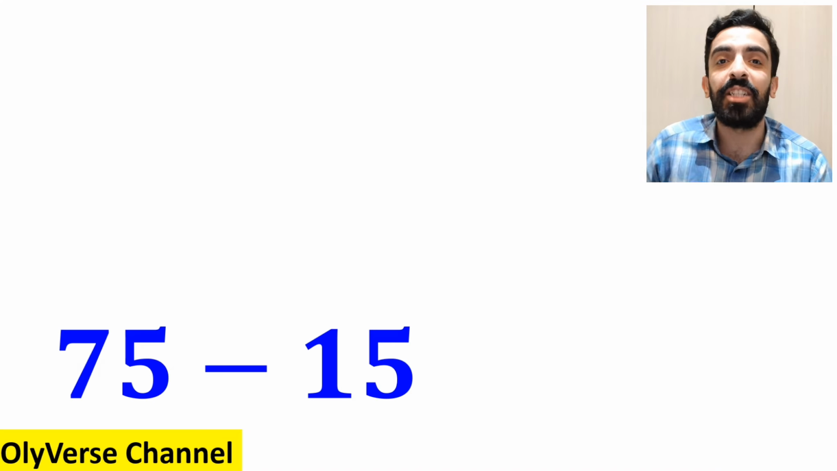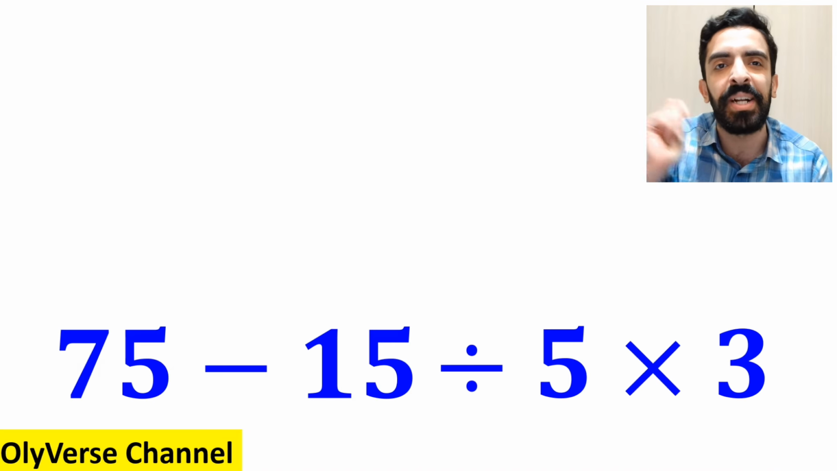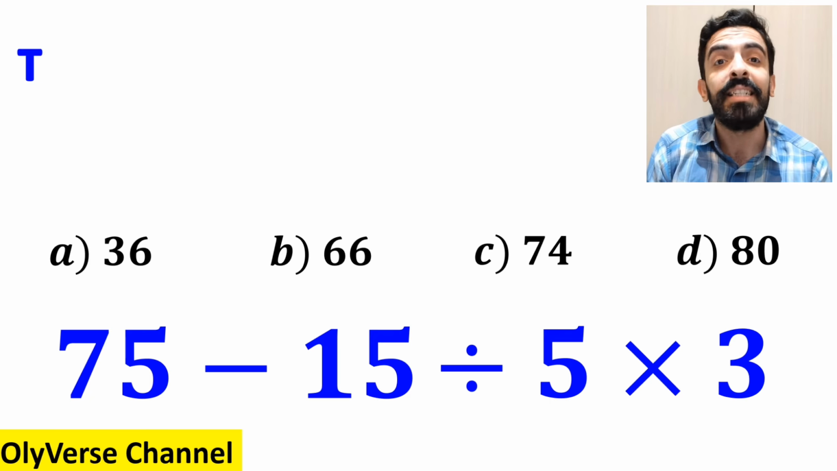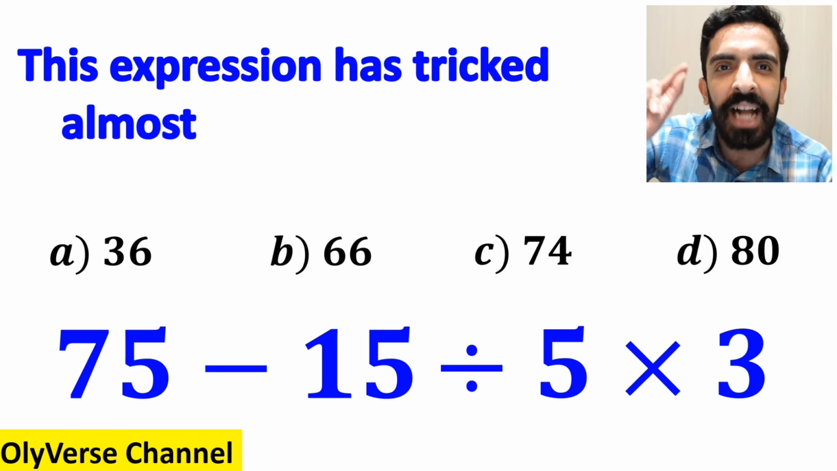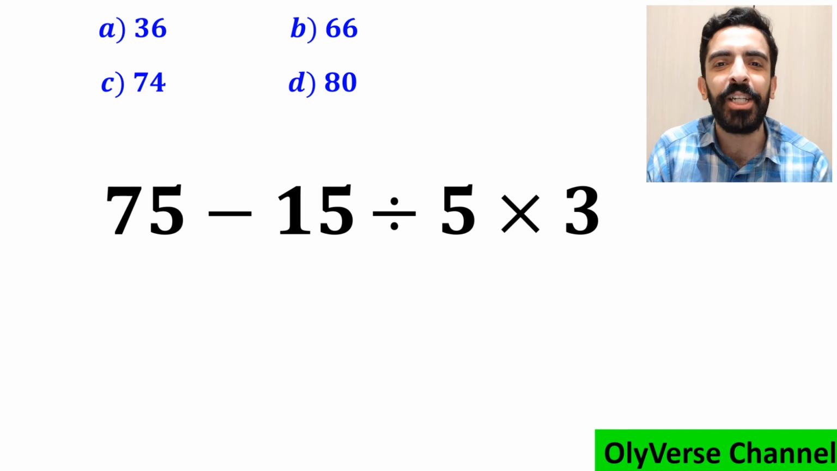What is the value of the expression 75 minus 15 divided by 5 times 3? Which option do you think is the correct answer to this question? This expression has tricked almost 95% of people. Let's dive in and break it down step by step together.